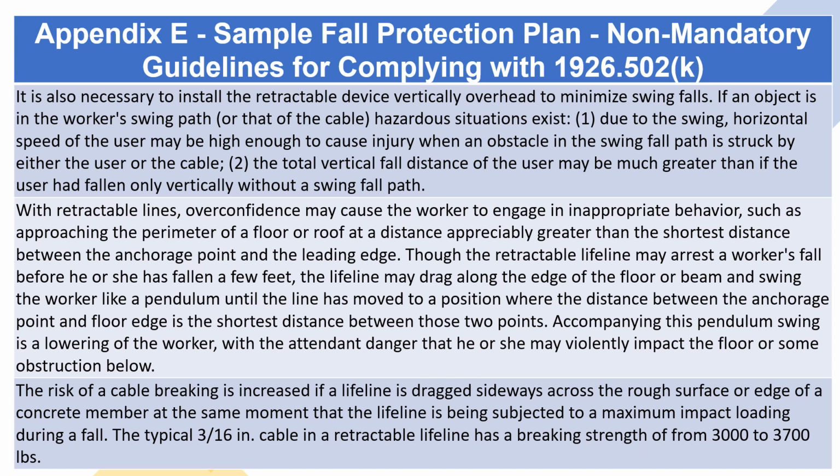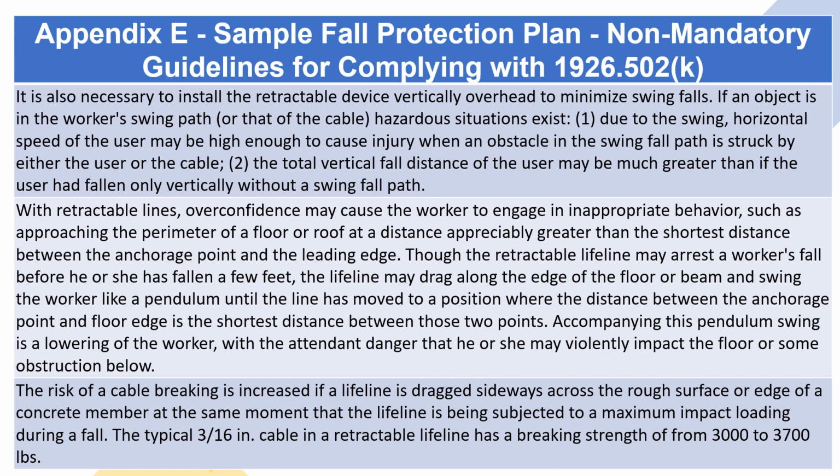With retractable lines, overconfidence may cause the worker to engage in inappropriate behavior, such as approaching the perimeter of a floor or roof at a distance appreciably greater than the shortest distance between the anchorage point and the leading edge. Though the retractable lifeline may arrest a worker's fall before he or she has fallen a few feet, the lifeline may drag along the edge of the floor or beam and swing the worker like a pendulum until the line has moved to a position where the distance between the anchorage point and floor edge is the shortest distance between those 2 points. Accompanying this pendulum swing is a lowering of the worker, with the attendant danger that he or she may violently impact the floor or some obstruction below.